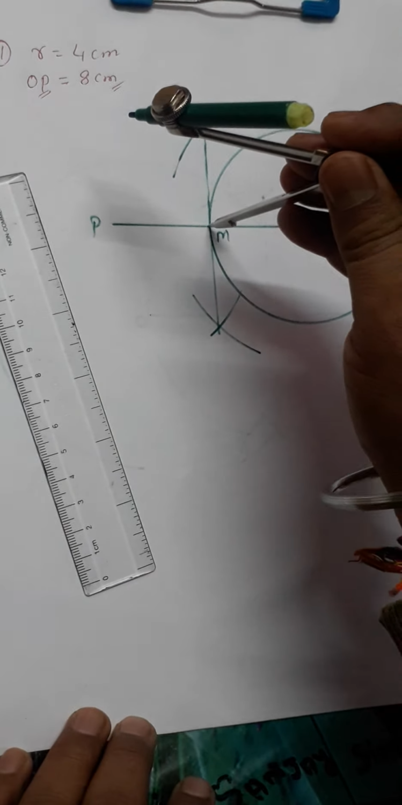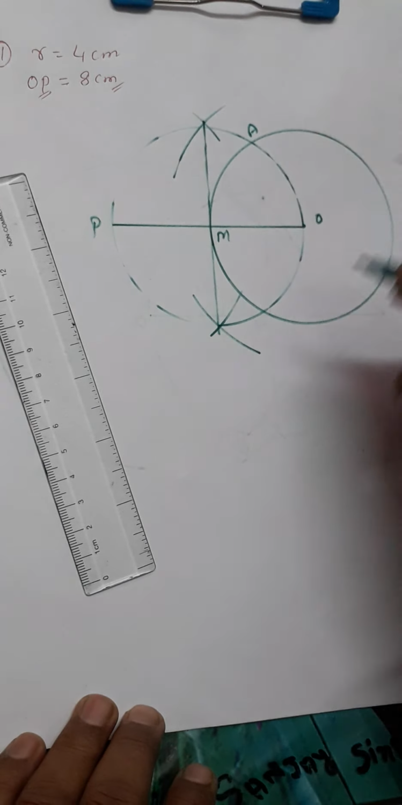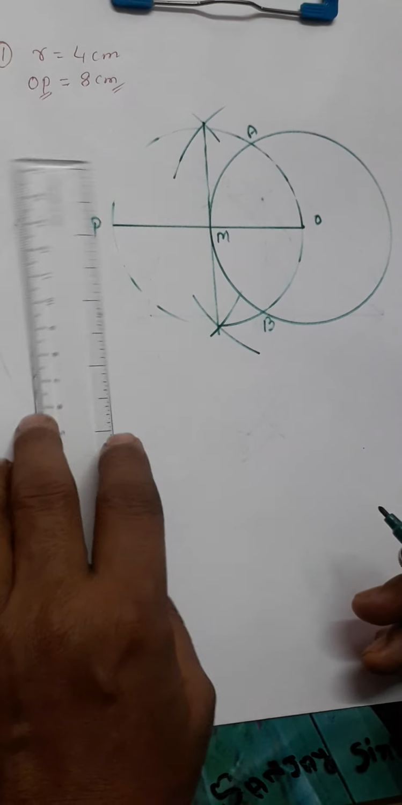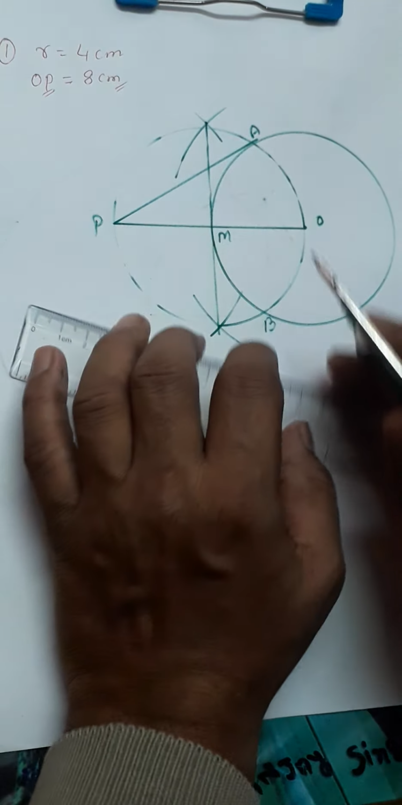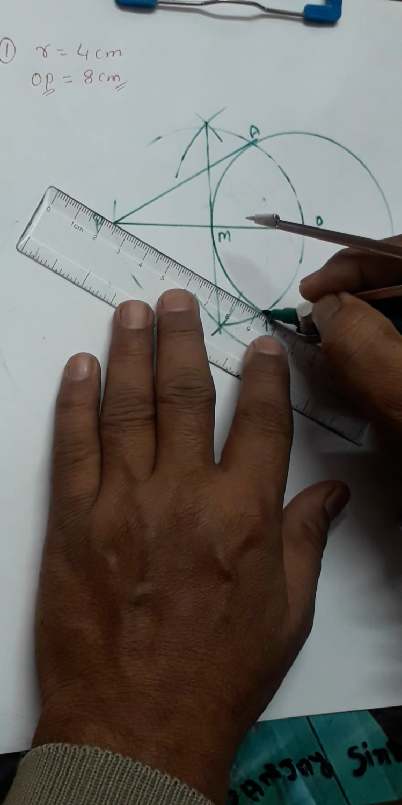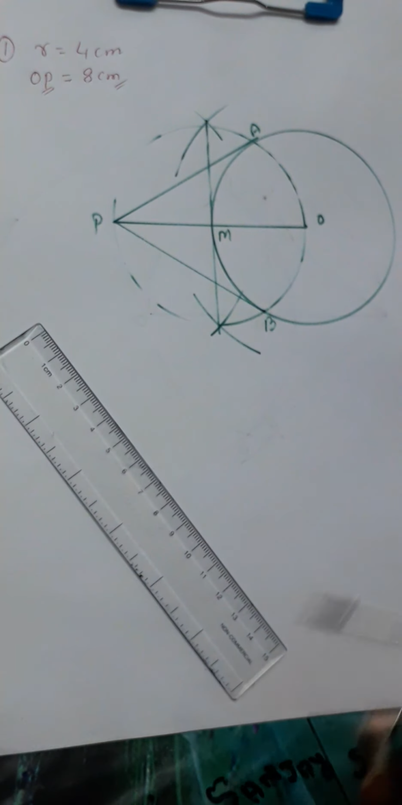Now taking M as center and MP or OM as radius, we will draw another circle intersecting the previous circle at 2 points A and B. This point is A, this point is B. Now we will join these two, AP and BP. This is the first tangent and this is the another tangent. In this way we have seen how we have drawn two tangents PA and PB.